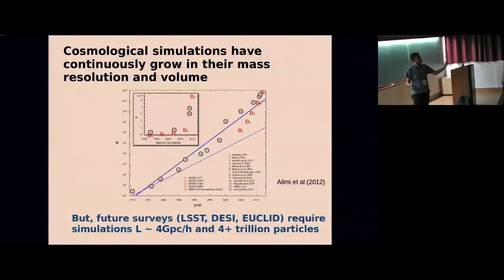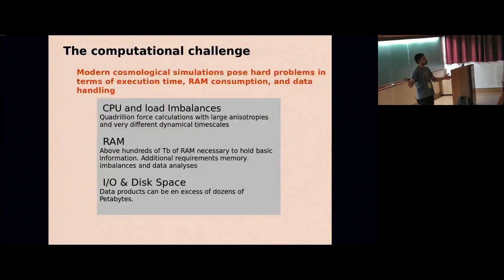Right, but despite all these improvements and now these humongous simulations, still the requirements that we were discussing earlier are not met, right? So still we need even larger and more accurate simulations, and that poses a very hard challenge computationally. So the simulation I just showed you, the Millennium XXL, essentially for its completion, it needed a few quadrillion force calculations. So you need to have a lot of CPU power to resolve this. You have huge imbalances because you need to resolve the center of clusters where dynamical timescales are very short.